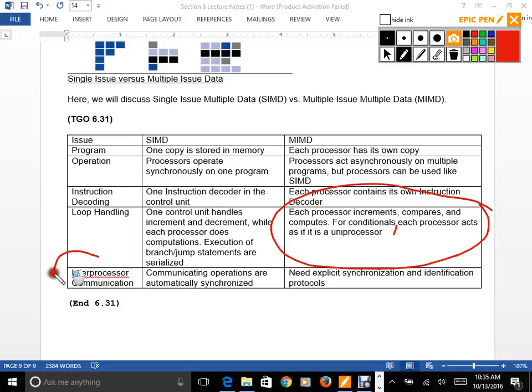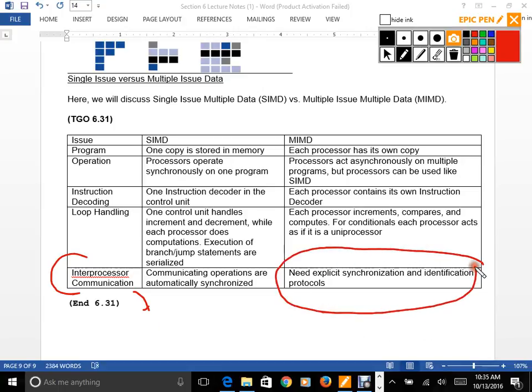And then the last thing, the interprocessor communication, which is where you have your interconnection bus. The communication operations are automatically synchronized, whereas if you're doing multiple issue multiple data, you require more overhead. So you need explicit synchronization and identification protocols. So just like everything else, when you start adding performance, you require more hardware and software overhead, which of course incurs cost.